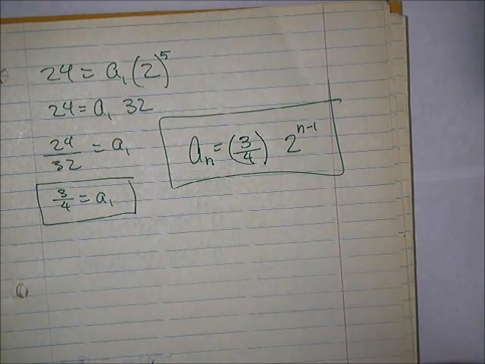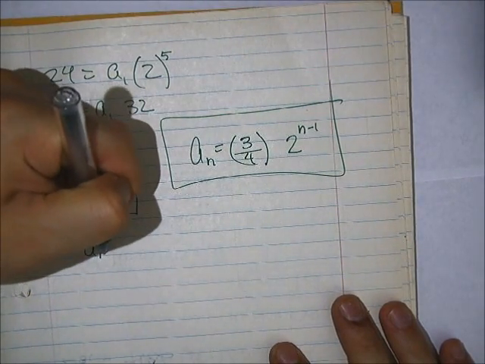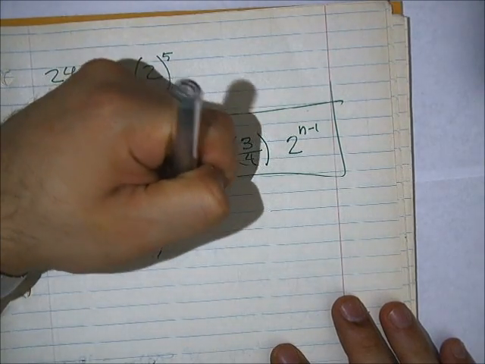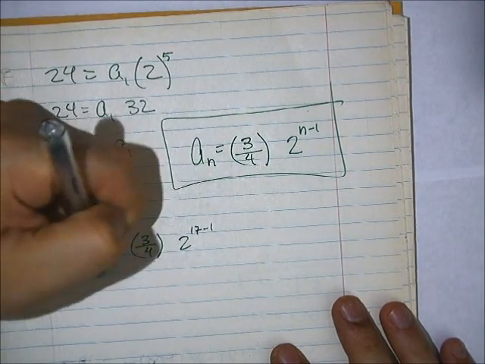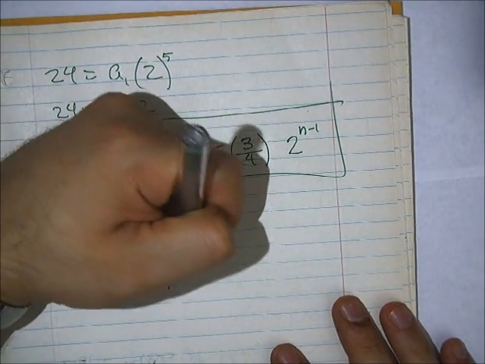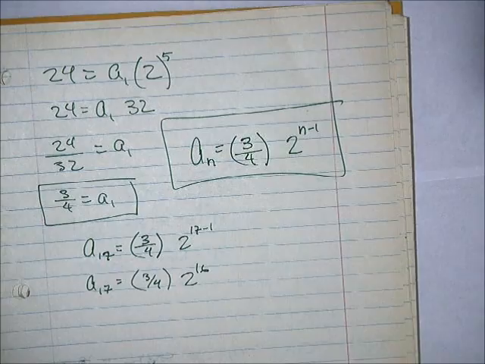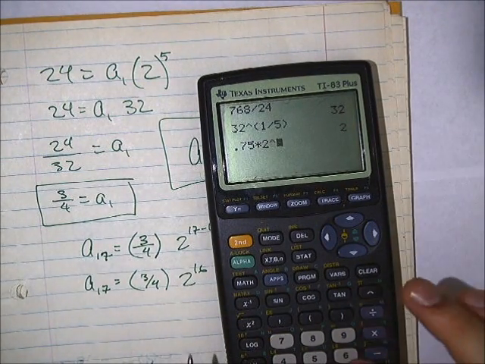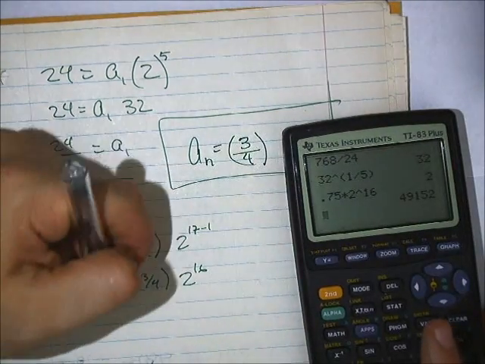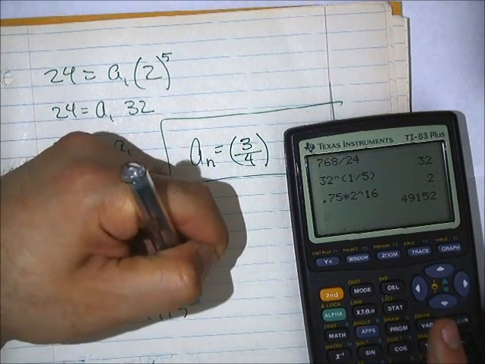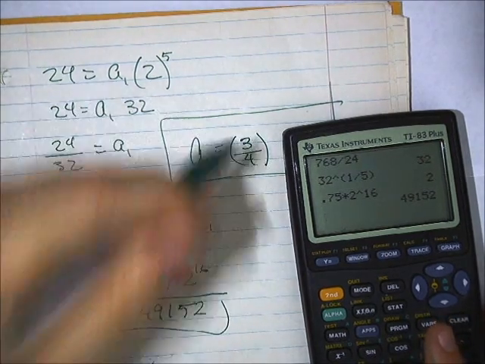So let's figure out what the 17th term is. A sub 17 is equal to 3/4 times 2 to the 17 minus 1. A sub 17 is equal to 3/4 times 2 to the 16th power. So 0.75 times 2 raised to the 16. A sub 17 is equal to 49152. Right there.